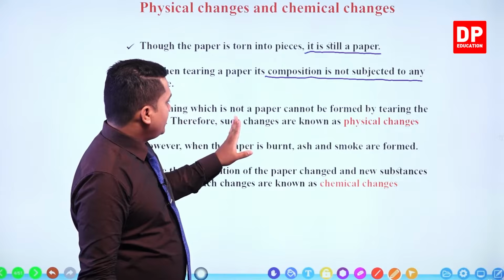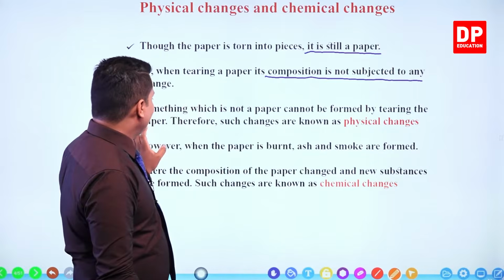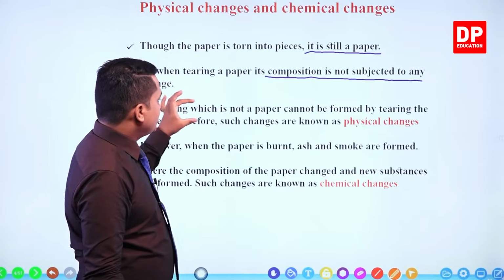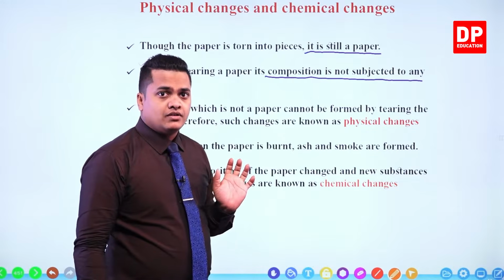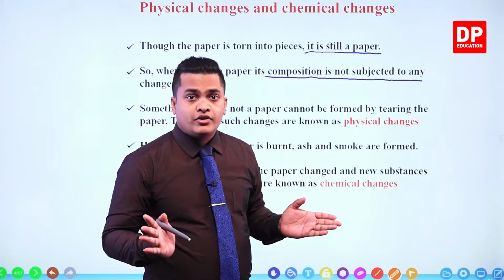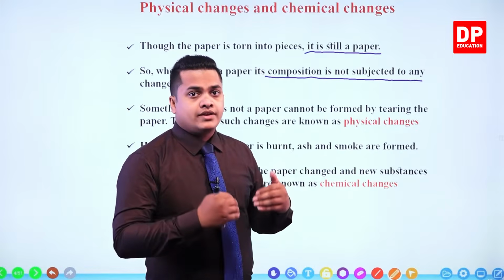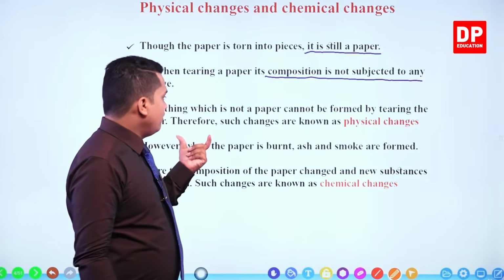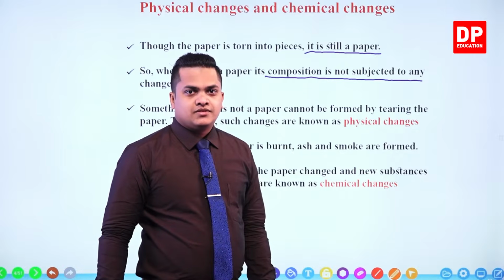Something which is not a paper cannot be formed by tearing the paper, right? So something which is not a paper cannot be created by tearing the paper. When I tear the paper, new substances are not going to be created. It is still the paper. By tearing the paper down, I can't create new substances, right? Therefore, such changes are known as physical changes.